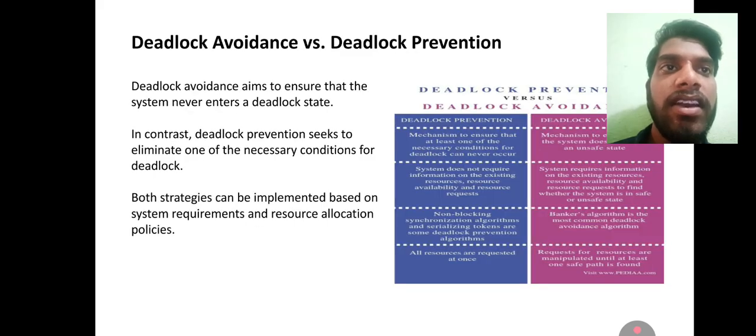Deadlock avoidance and deadlock prevention. Deadlock avoidance aims to ensure that the system never enters a deadlock state. In contrast, deadlock prevention seeks to eliminate one of the necessary conditions for deadlock. Both strategies can be implemented based on system requirements and resource allocation policies.